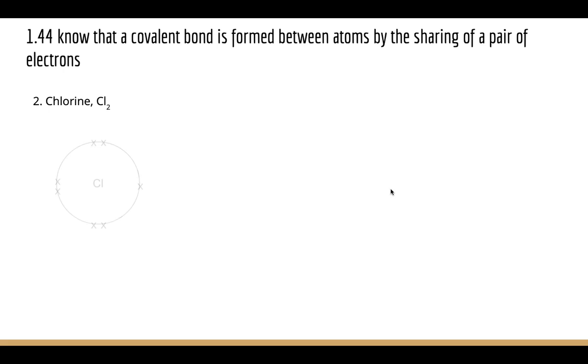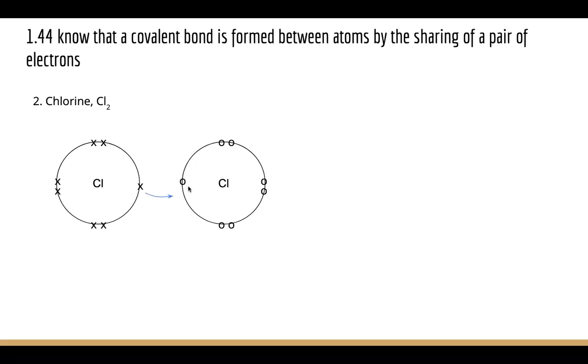Chlorine, Cl2. Chlorine is in group 7. Check on the periodic table. Pause if you need to. Here's another chlorine atom, also obviously in group 7. 7 electrons in its outer shell. This atom needs to gain 1 electron, and it can only gain it from the other chlorine atom. This atom here has 7 electrons. It can only gain 1 electron from the other chlorine atom.